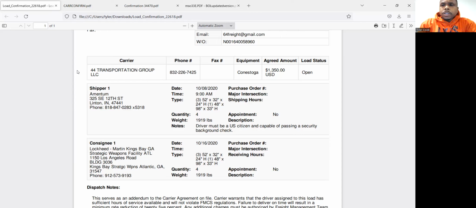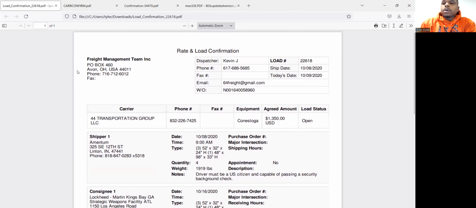You just got to double check with the broker and the shipper, because I don't know if you can see, but that Conestoga trailer, my guy just had a hot shot flatbed, but they put that there. So you got to make sure certain things are correct if you're going to double back, because these things get you denied if you don't have the right equipment. But with all that being said, let's go ahead and input the information that they gave us.